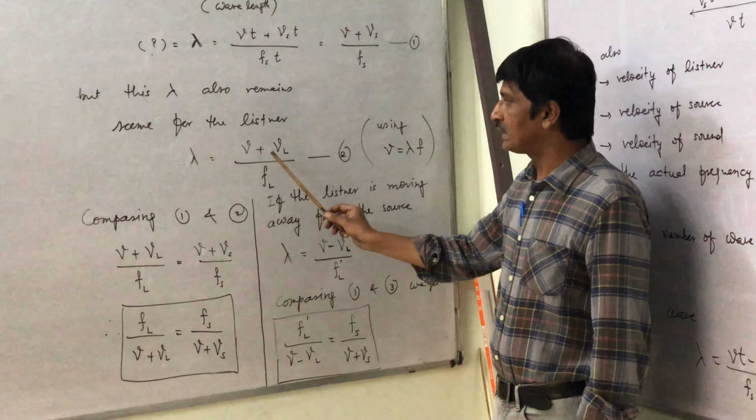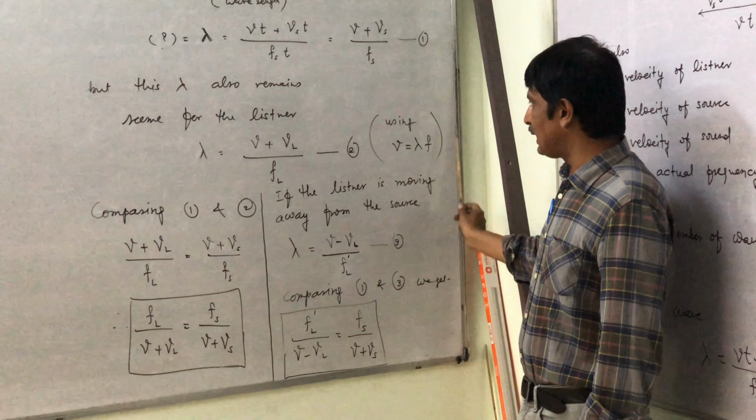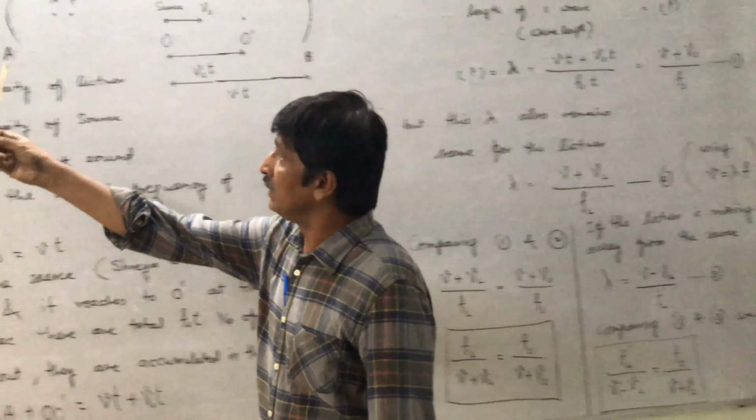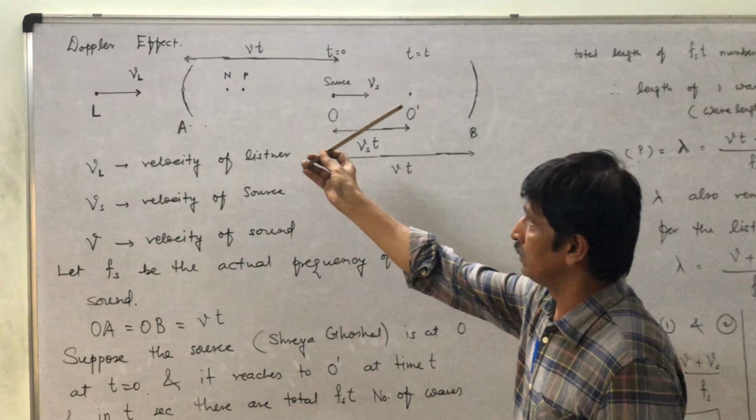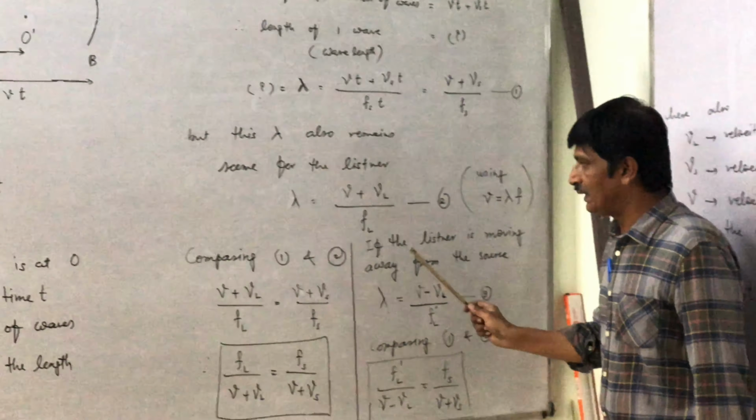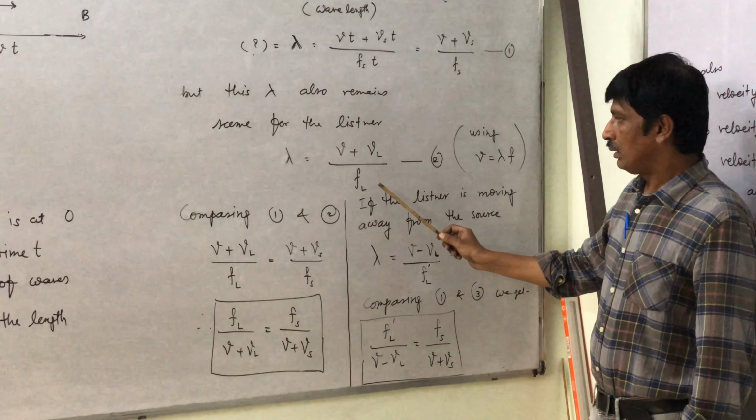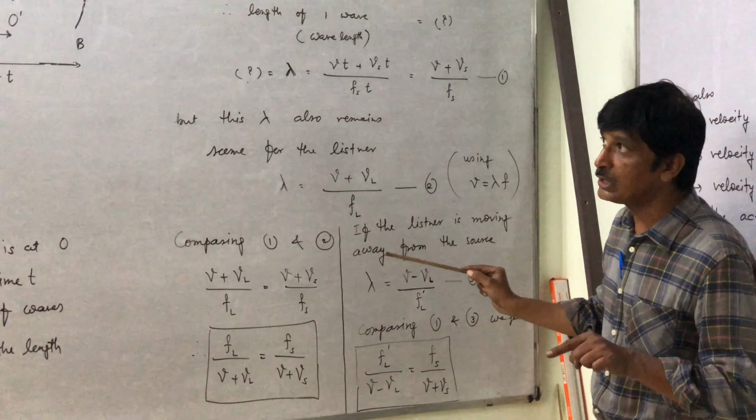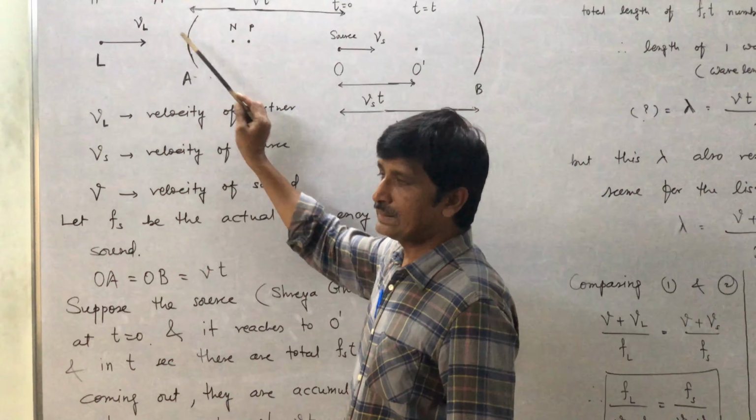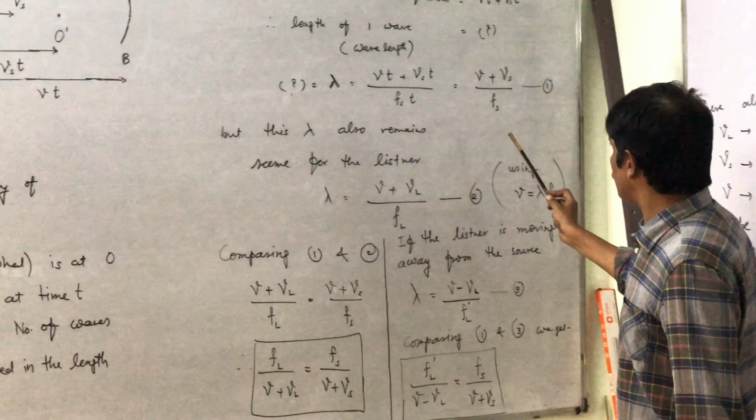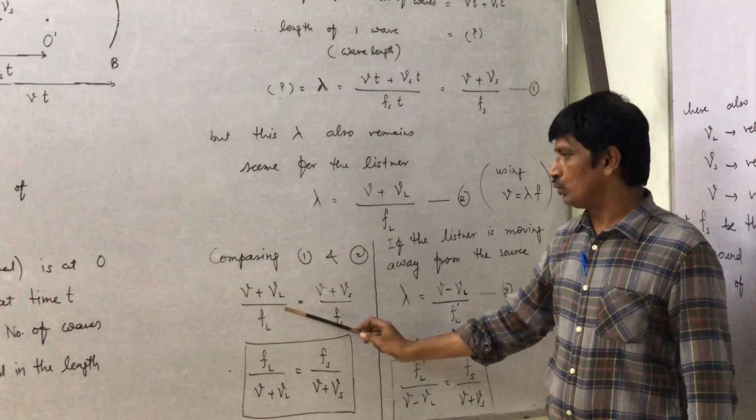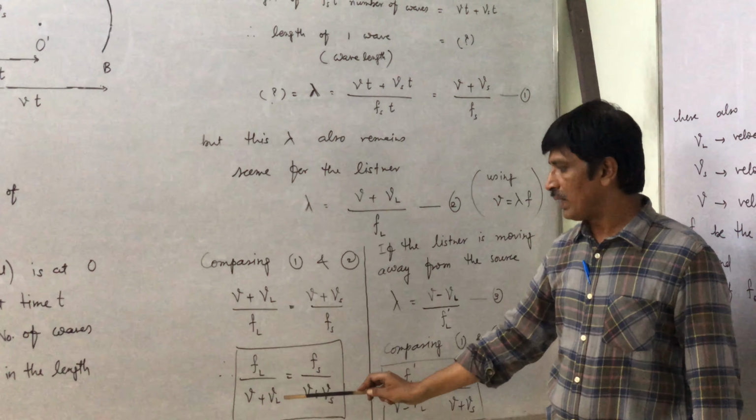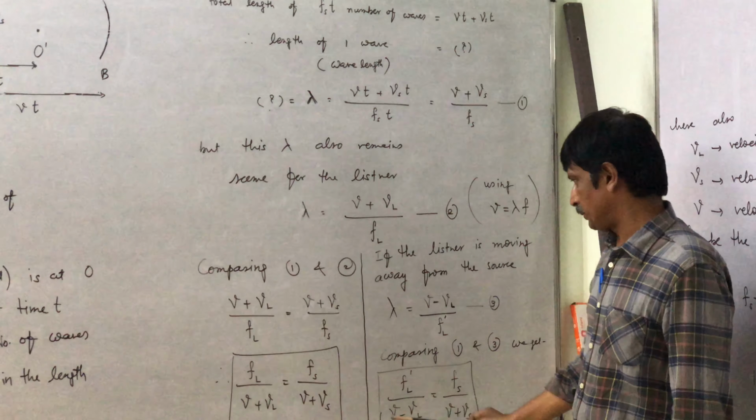So what is lambda for the listener? Using v equals lambda f, the velocity of sound is v plus vl because the listener is moving towards the source. So lambda equals (v plus vl) by fl. But the frequency experienced by the listener is different. It depends on speed as well as direction. So comparing 1 and 2, we get (v plus vl) by fl equal to (v plus vs) by fs. That is, fl by (v plus vl) equal to fs by (v plus vs).